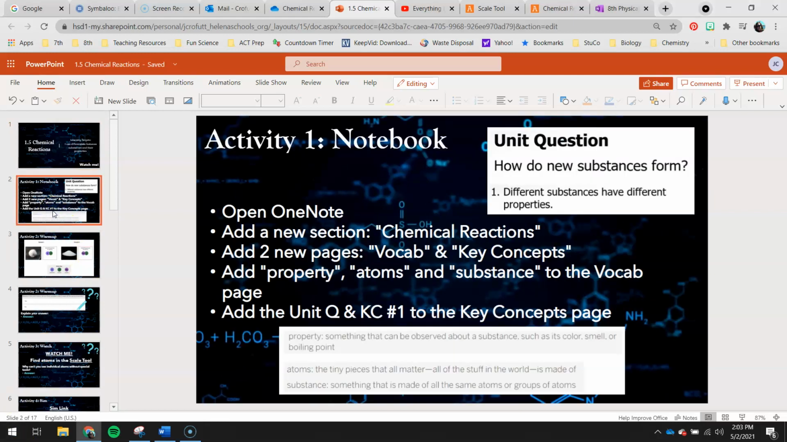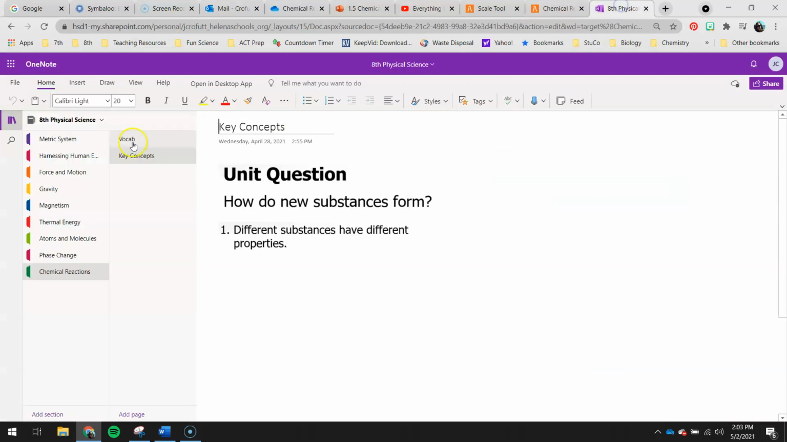All right, so your bell ringer for today was to come into class and add to your OneNote. You should have opened your OneNote, added a new section titled Chemical Reactions, and then 2 new pages titled Vocab and Key Concepts. It should look a little something like this. Here's my new section, Chemical Reactions, and then I have the 2 new pages, Vocab and Key Concepts.